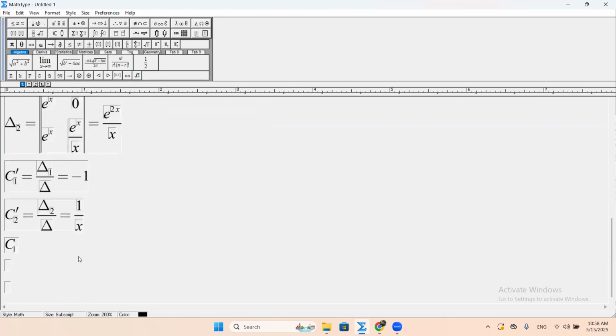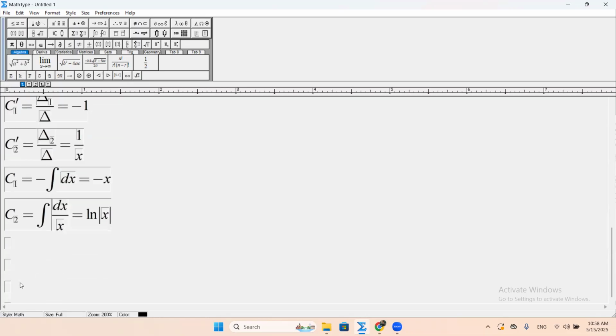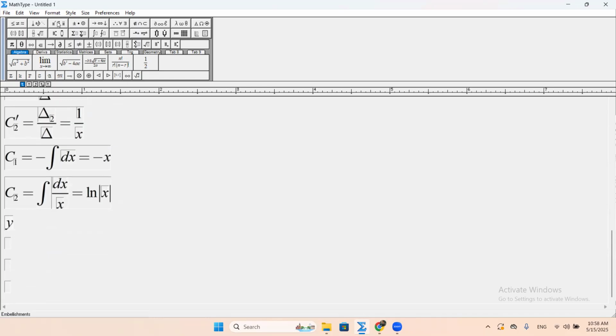Then C1 will be equal to minus the integral of dx. So it will be equal to minus x. And C2 will be equal to the integral of 1 over x dx. So it will be equal to the logarithm of module x. And now writing down the partial solution. So the partial solution is the following.